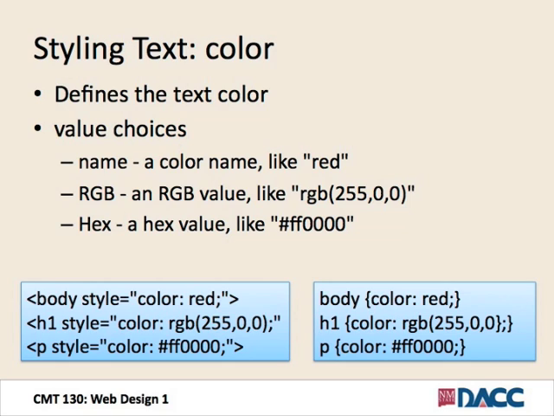In the blue boxes are examples of the CSS color property. On the left, the color property is applied as an inline style to the body tag, the H1 tag, and the P tag. The right box shows the format for an embedded style sheet or an external style sheet.